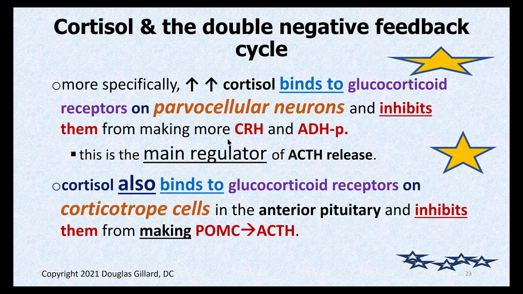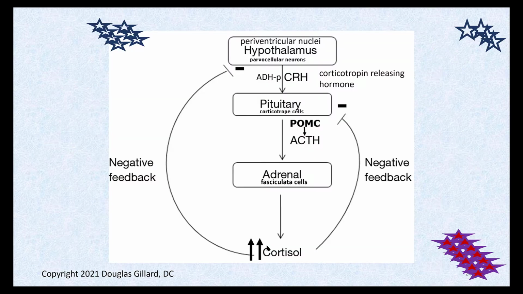There's a backup system though. The cortisol can also bind to the corticotroph cells. And so if something's broken with the receptor for cortisol and CRH is cranked out like crazy, you can still turn off the production of ACTH at the corticotroph cell level itself. Okay, so it binds and shuts down the production of POMC and ACTH. And here's, you've probably seen this before, but here's charts sometimes are best.